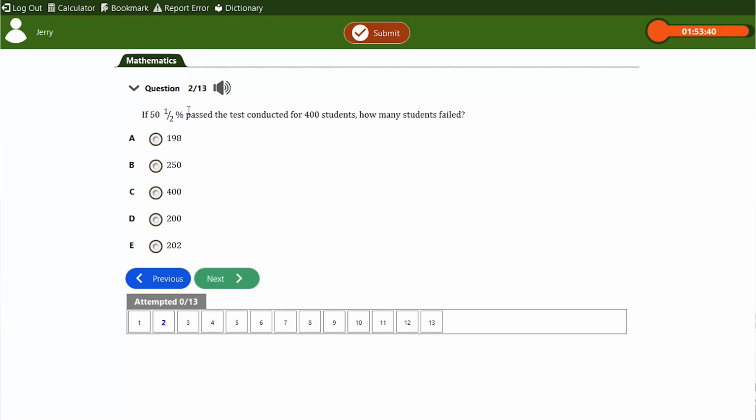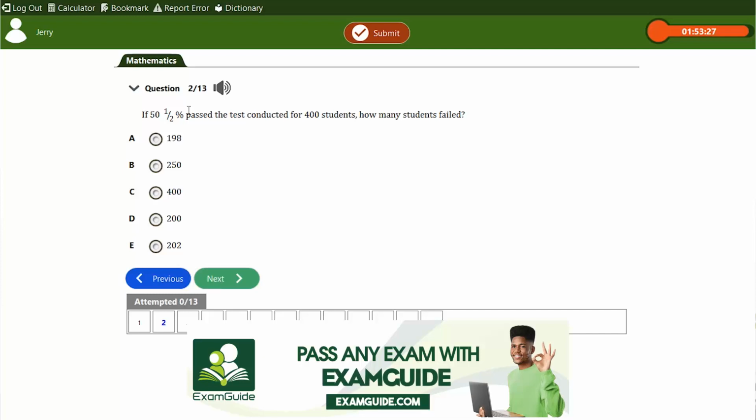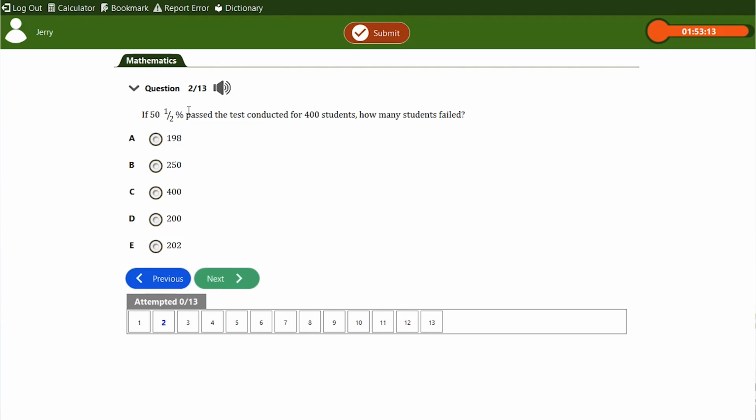Okay, let's look at the next question. The next question, number 2 from our exam guide, says: if 50 1/2% passed the test conducted for 400 students, how many students failed? Now look at that question very well.